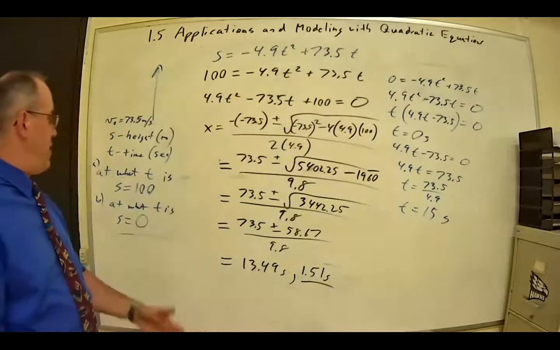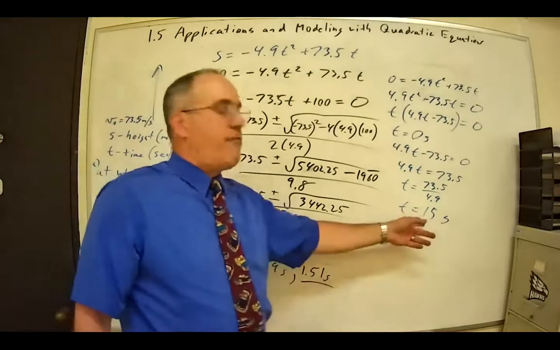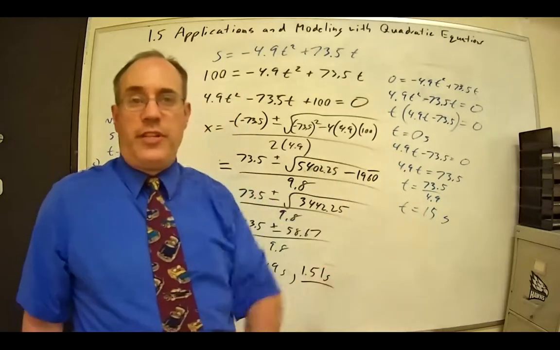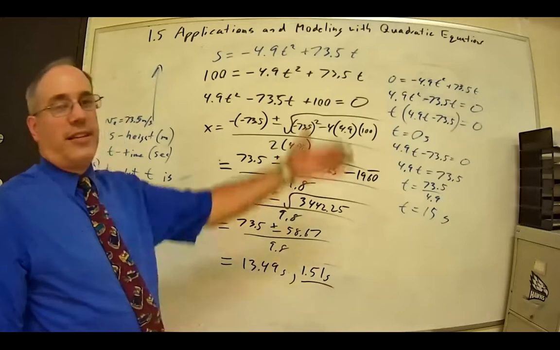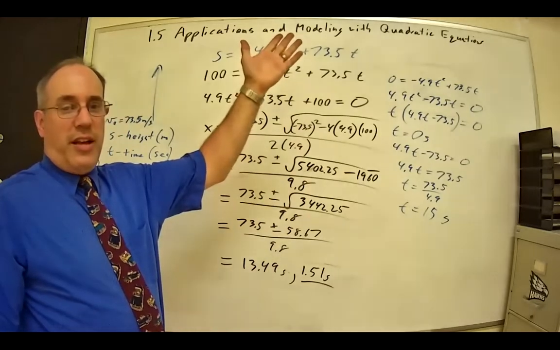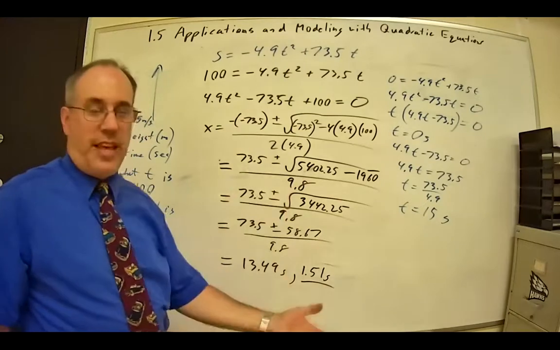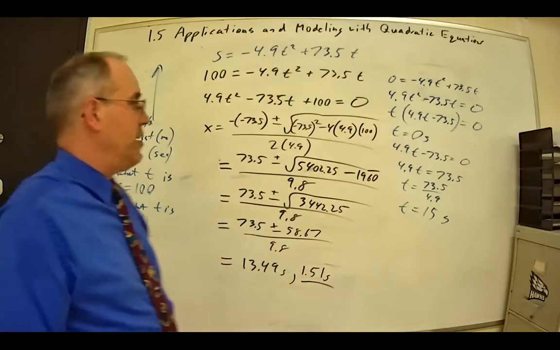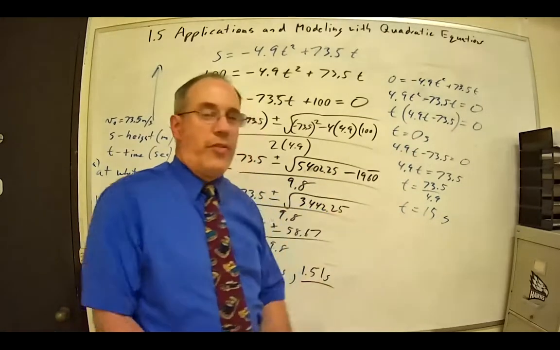So when does the object end up back on the ground? At 15 seconds. So it was in the air for 15 seconds. At 1.51 seconds, it hit 100 meters. At 13.49 seconds, it came back down to 100 meters. At the very beginning, it was at ground level. At the end, it was at ground level.